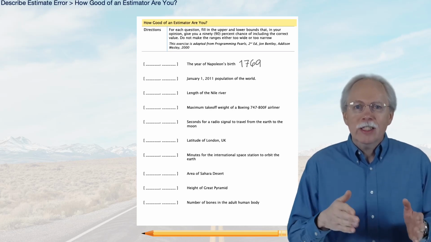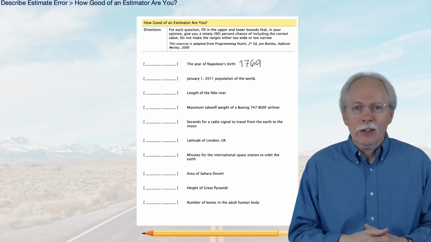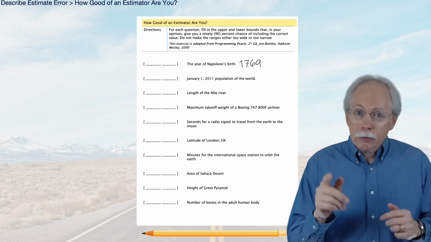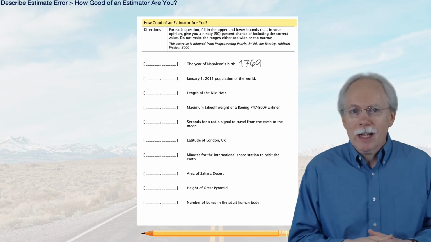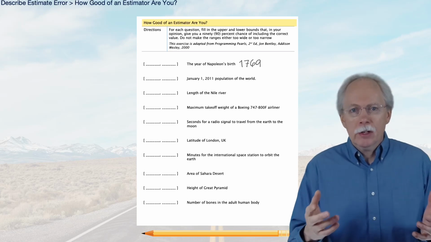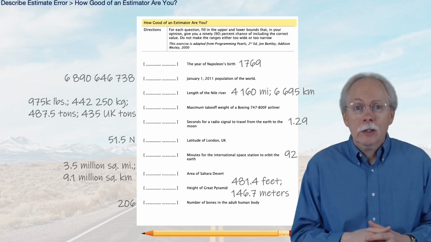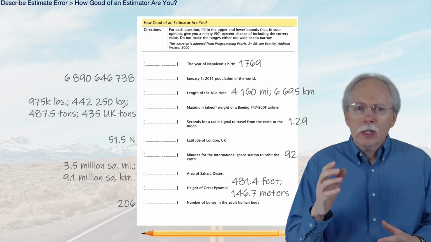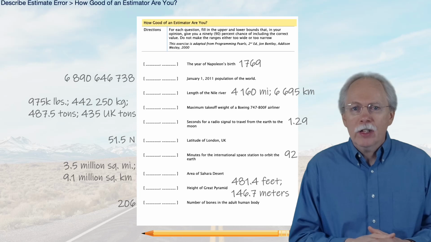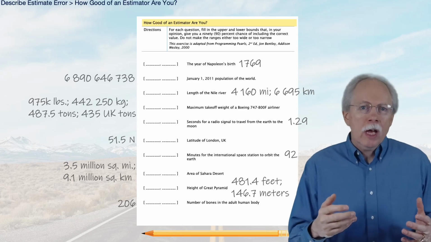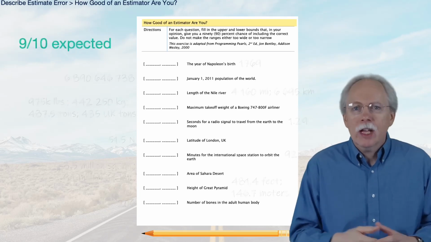If you said 1700 to 1800, you do get to count that as correct. Your range is a little bit wider, true, but it does have the correct answer, so you get to count it. Here are the rest of the answers. How'd you do? How many did you get correct? The task was to create estimates you have 90% confidence in. I'd expect that you would have correctly answered about 9 out of 10.